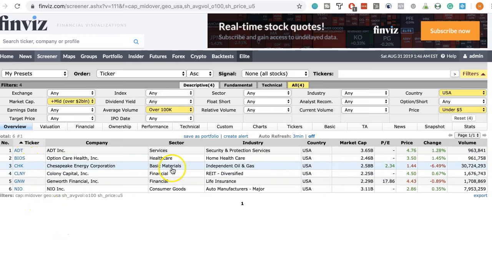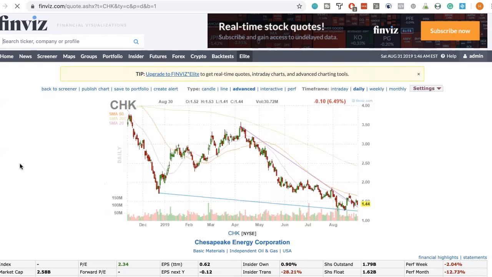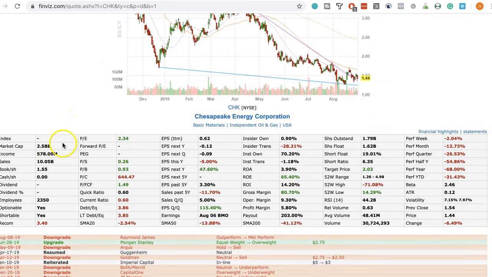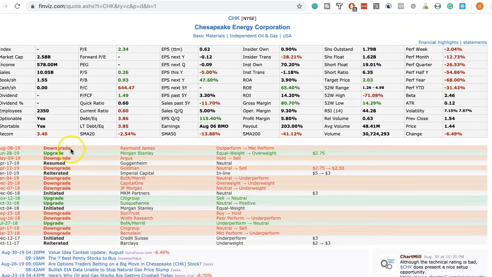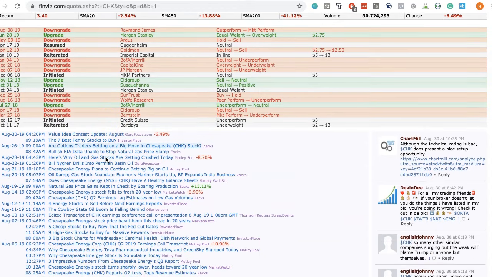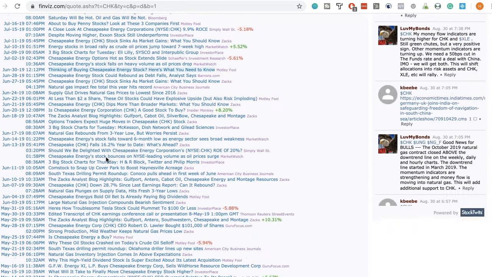You have companies like this one right here, Chesapeake, which is a very popular volatile stock. I think day traders trade it a lot, so you can see that its price is always all over the place. And you get some information here. You get the income, the sales, and the recent changes in analysis by different investment firms. So it's an interesting tool.